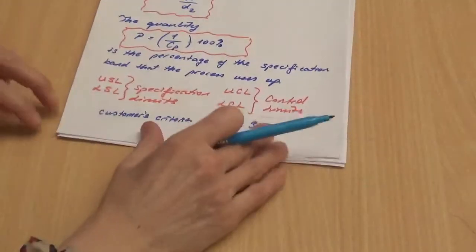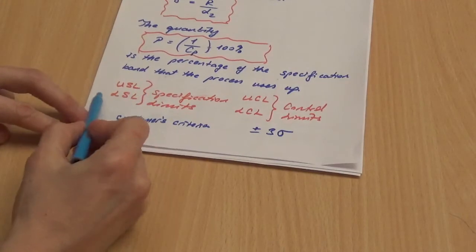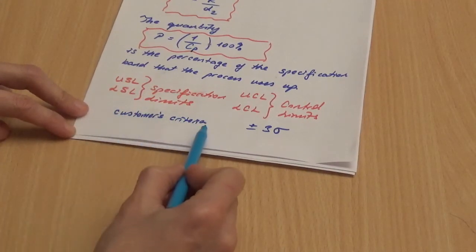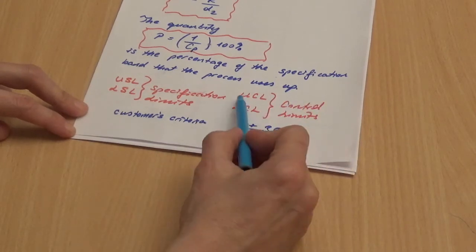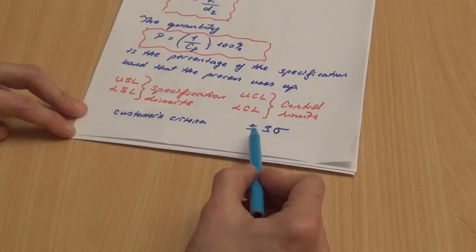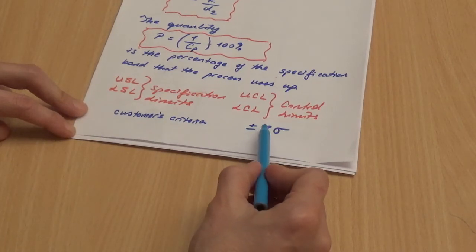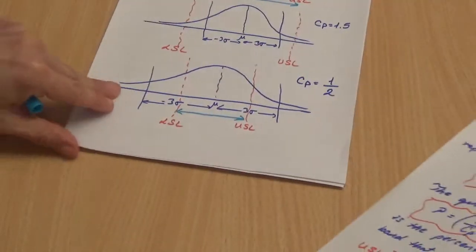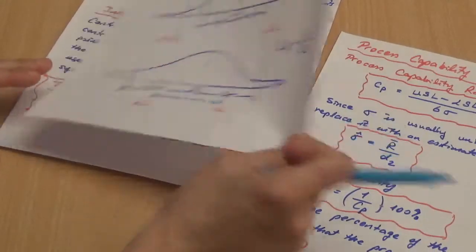So let's summarize again what upper specification limit and lower specification limit are. They are the customer's criteria, and upper control and lower control limits are our production, plus or minus 3 sigma, 3 standard deviations. We went through this.